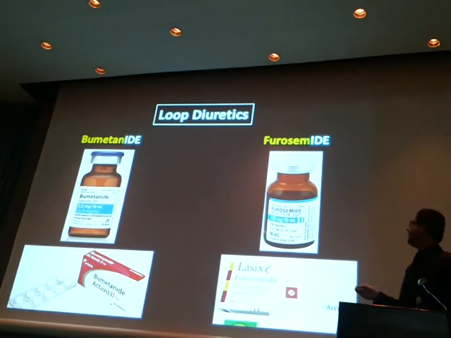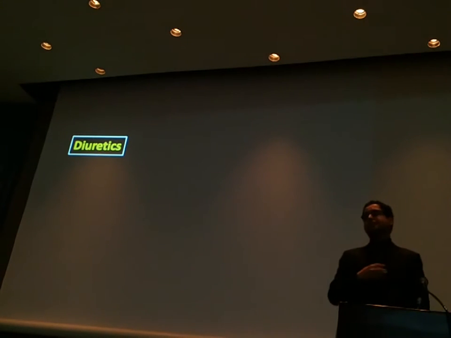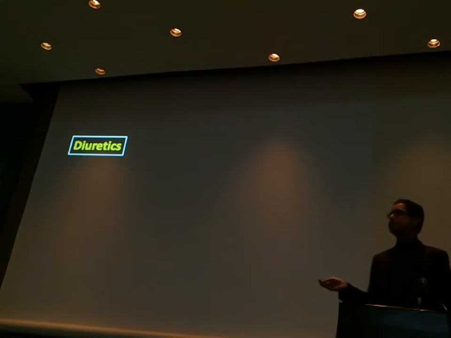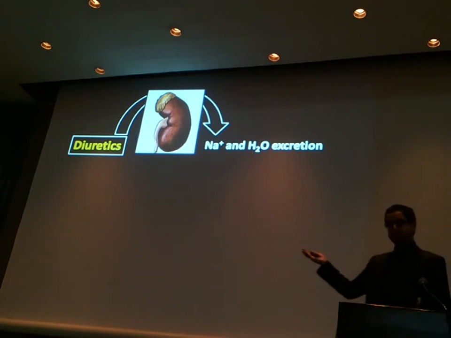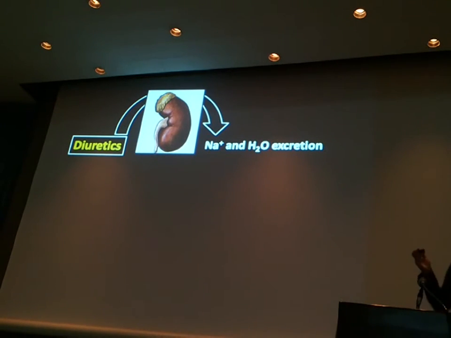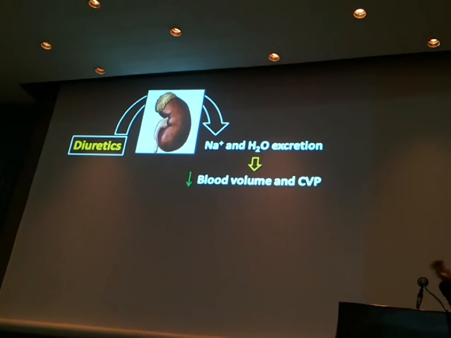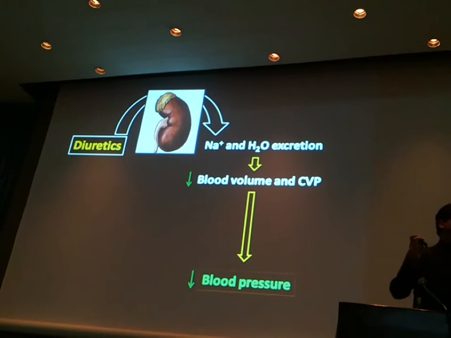Now, how do diuretics achieve their function? How do they reduce the blood pressure? What's the major function? Increase the excretion of sodium. It's natriuresis and diuresis, so it's the excretion of sodium and water. Now, what if you reduce these things? What's going to happen? Blood volume will be reduced. Central venous pressure will be reduced. Go back to the equation we discussed before. Blood pressure will be reduced.